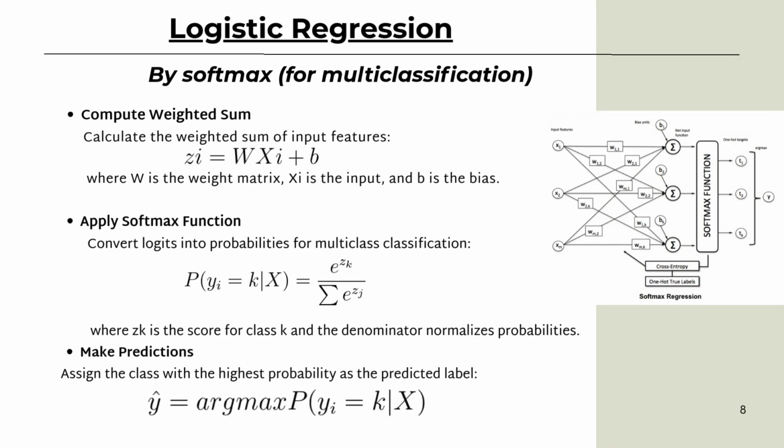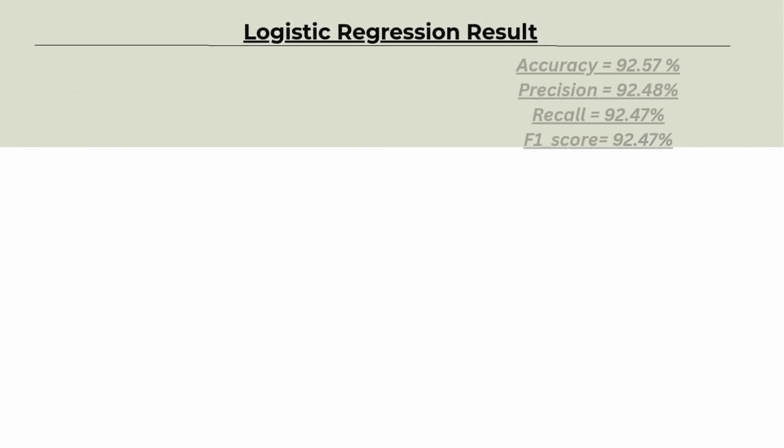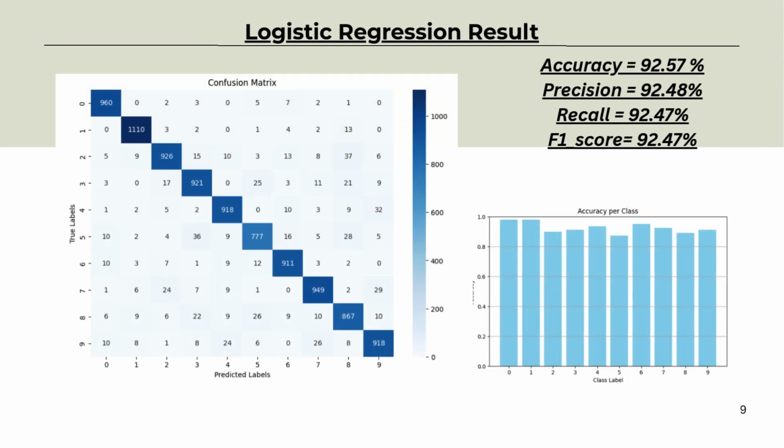This is how logistic regression works for classifying digits. First, the model calculates a score for each class by multiplying the input with weights and adding a bias. Then it uses the softmax function to turn those scores into probabilities, so we know how likely the input belongs to each class. And finally, it picks the class with the highest probability as the prediction. So basically, by using the logistic regression algorithm, I'm getting an accuracy of 92.57%.